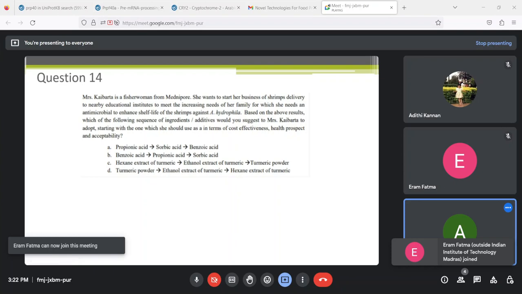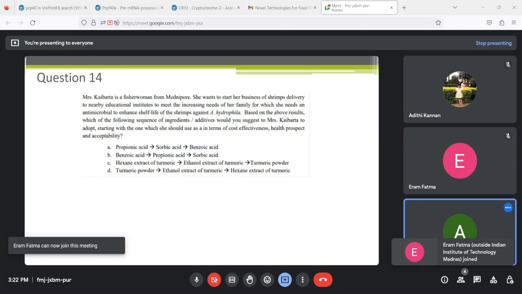After a while, if she is able to have a better business and is able to spend more, then she should go for an ethanol extract of turmeric, because in the previous question we found that ethanol extract of turmeric is more potent, with better antimicrobial activity than the hexane extract. So her second preference should be ethanol extract and third should be hexane extract, because when compared with ethanol and hexane, it is easier for ethanol to be accepted as an antimicrobial compound than hexane. Hexane is found to be much less preferred than ethanol.